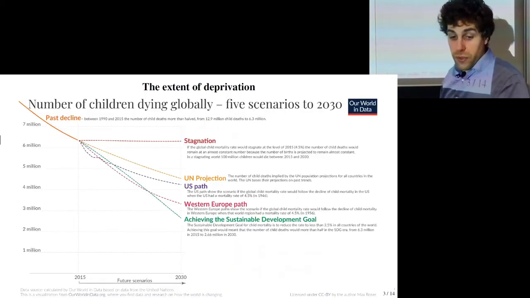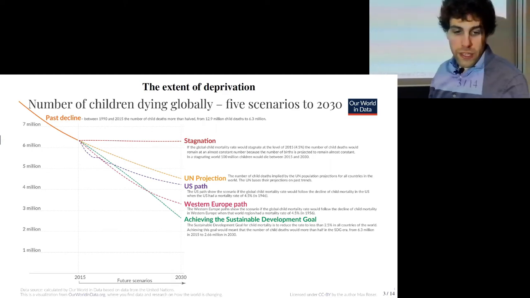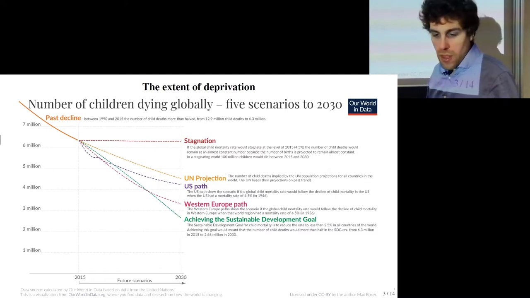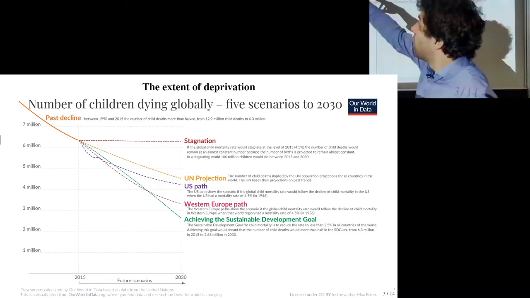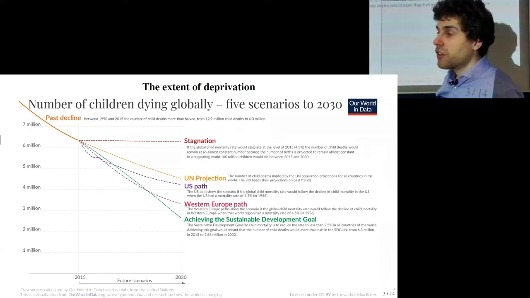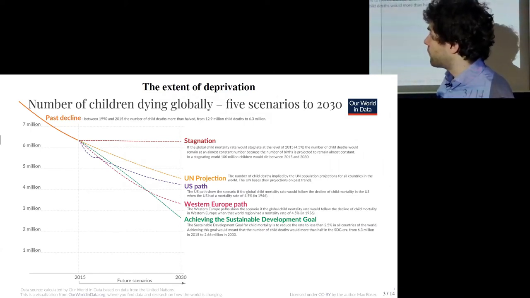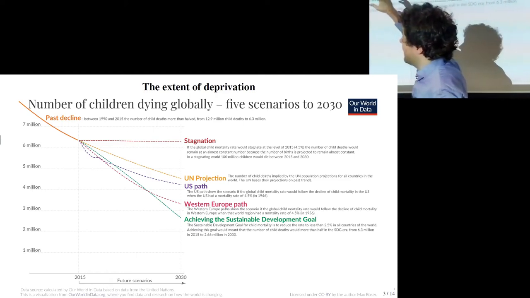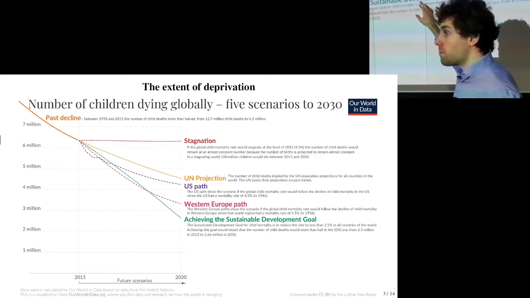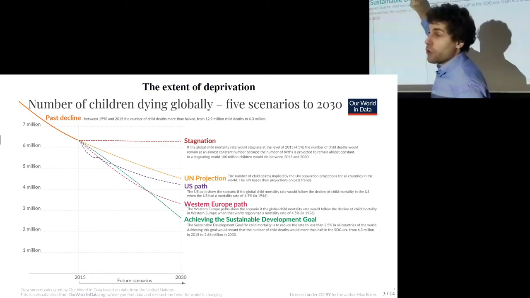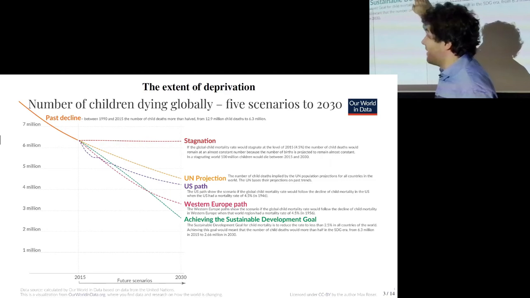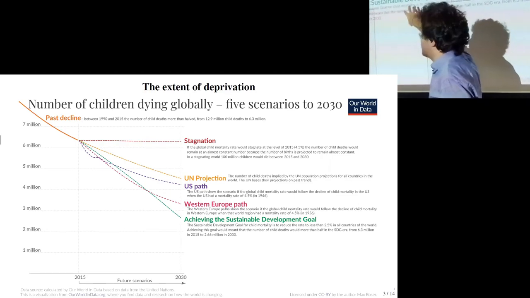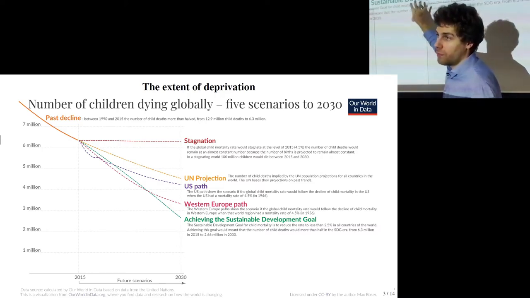So this number is decreasing. You can see the number of children dying before 5, and in orange, the preferred projection of the United Nations is decreasing less rapidly than it was at a comparable stage of development in the US or in Western Europe. And it is decreasing less rapidly even than the objective of the Sustainable Development Goal.